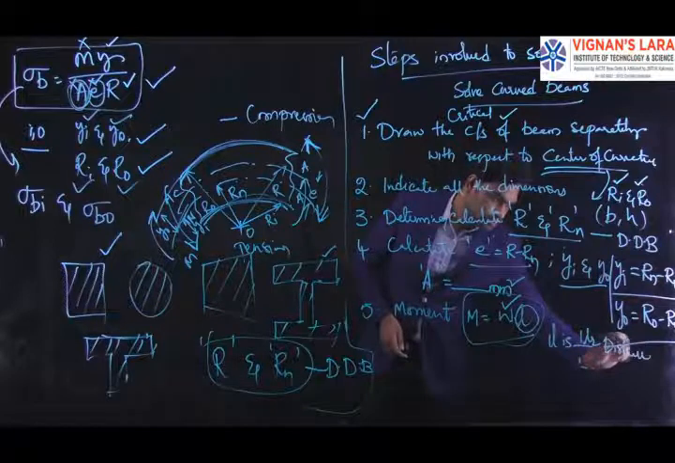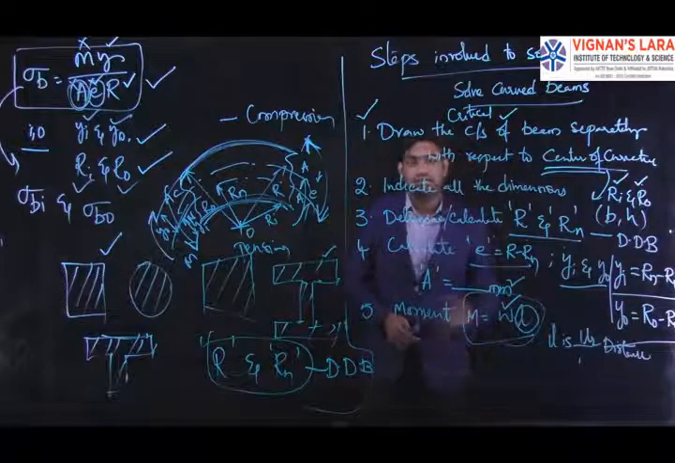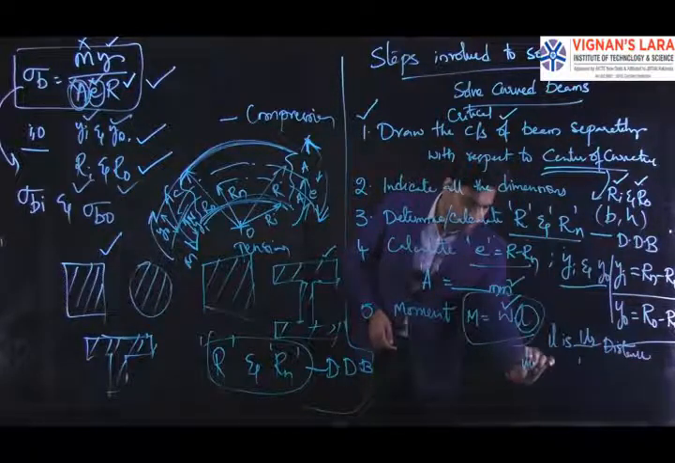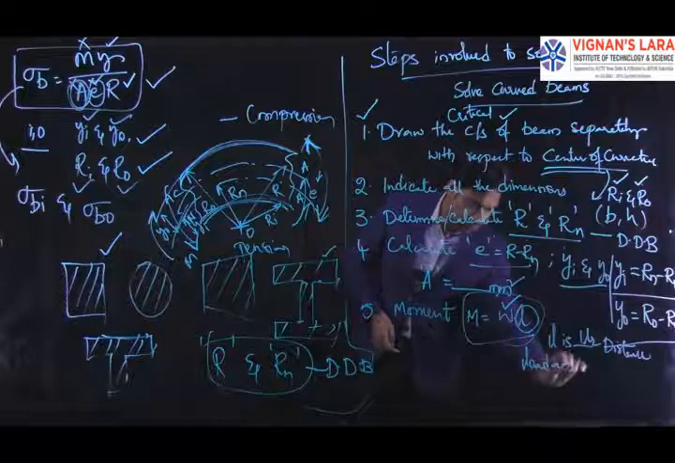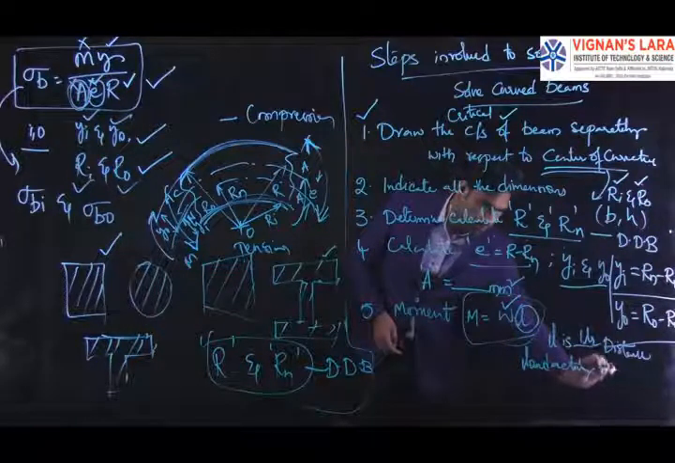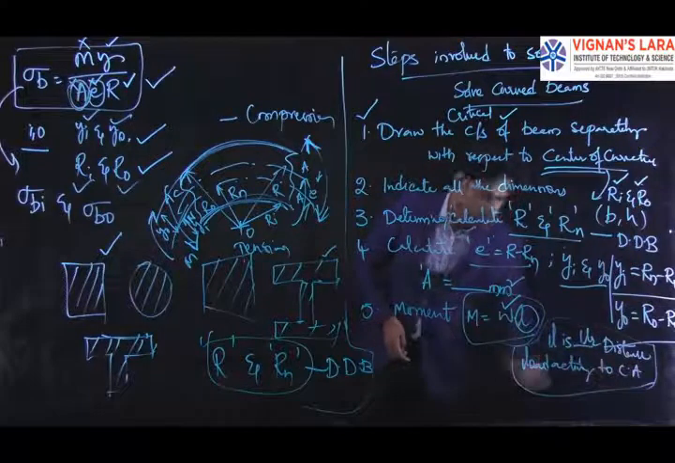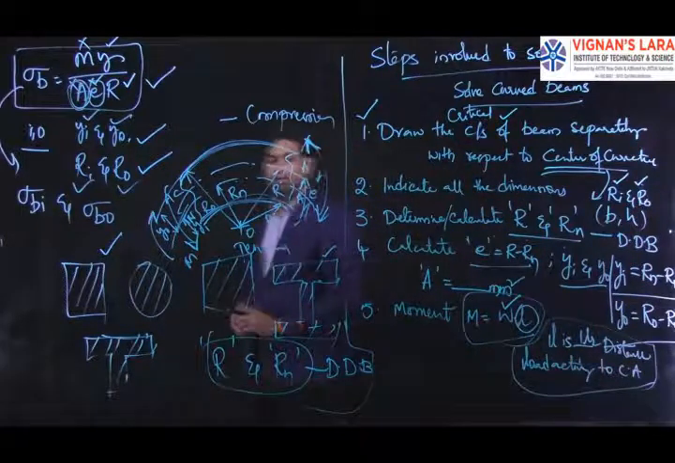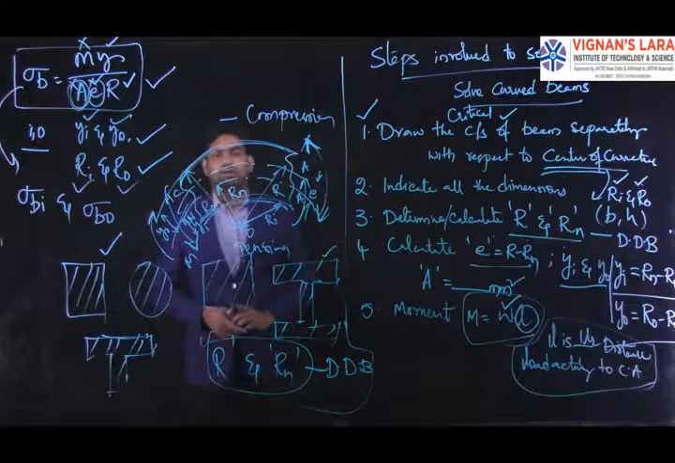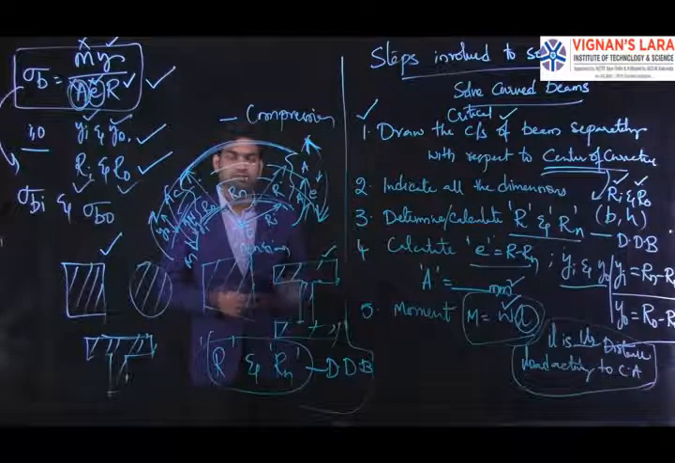Perpendicular distance. So from where is it? It is the distance from the load acting to the centroidal axis. This is a very important point we need to remember. While calculating the bending moment, it is load into perpendicular distance, which we already know.